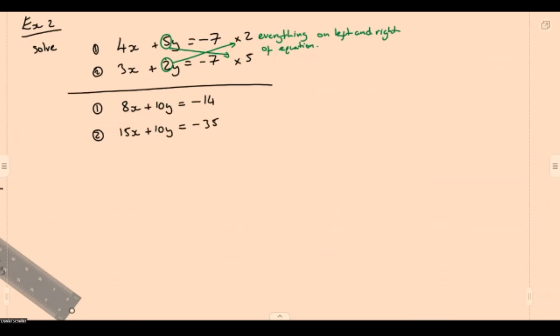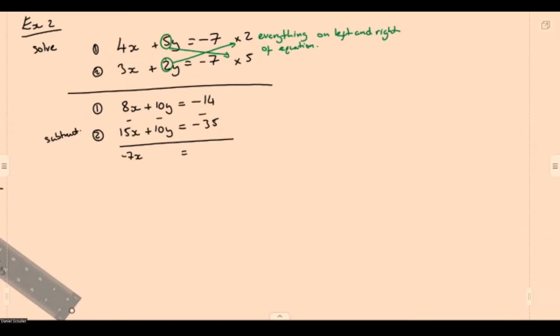Now I'm seeing whether I add or subtract. Remember, I'm trying to eliminate that second term by vertically adding the two equations or subtracting the two equations. In this case, I'm going to subtract. So 8x minus 15x is going to give us minus 7x. Plus 10 minus 10 is going to give us 0.